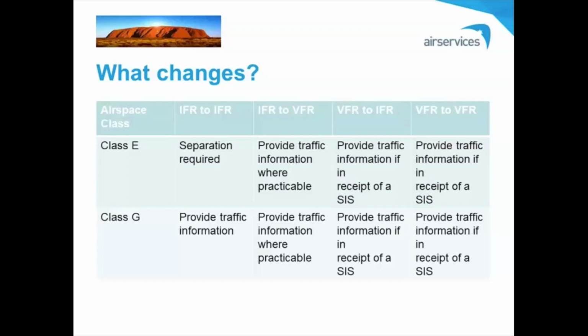How do we know about it? The traffic will have to have an ADS-B transponder for you to be visible to our surveillance screen. Without an ADS-B transponder, we won't be able to see you, so we cannot provide traffic information about you to anybody.